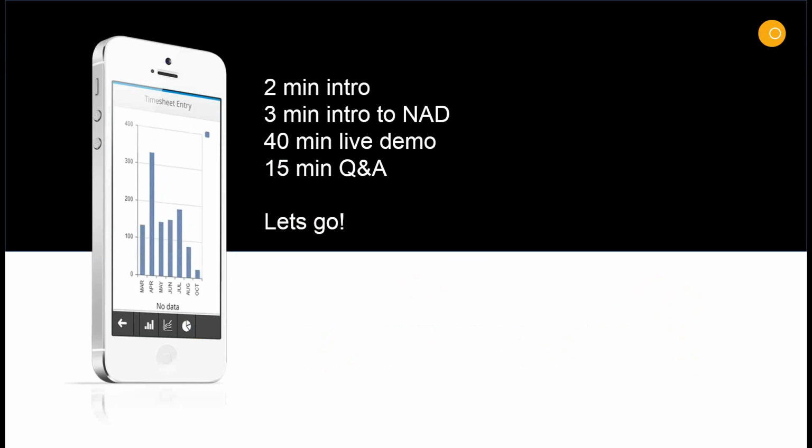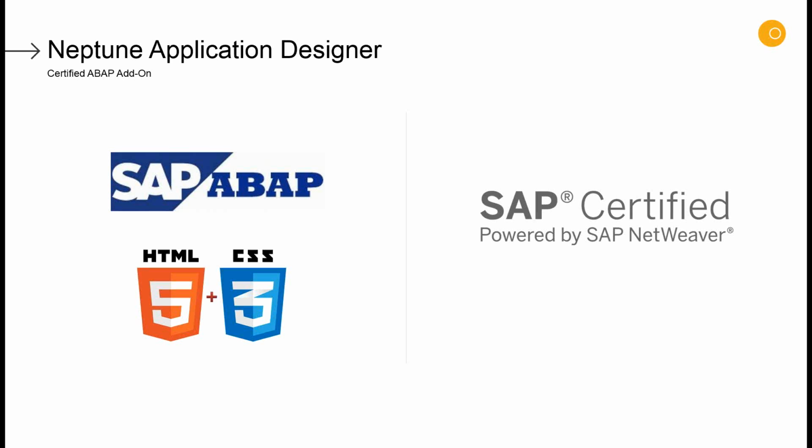Thank you, Andreas. As Andreas said, this session will be about the Neptune Application Designer. This is the core component of the Neptune software offering. The solution is an ABAP development tool for HTML5 in short. It is SAP certified, and therefore it is installed as an add-on onto your NetWeaver system. You can install it on your ECC system, your business warehouse system, CRM systems, etc. This solution is currently on release 3.0, and you can download it as a trial version from our webpage, and there are also free development licenses there.